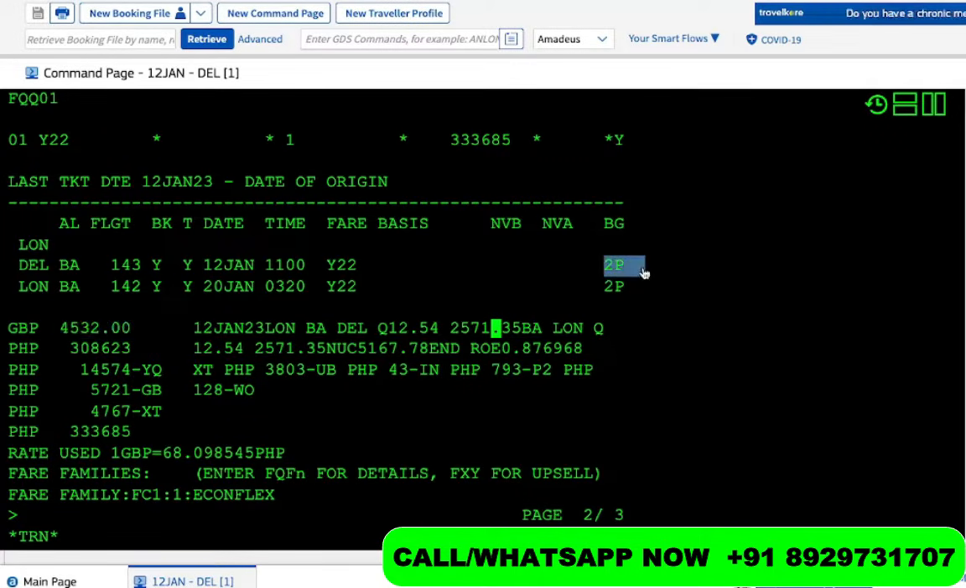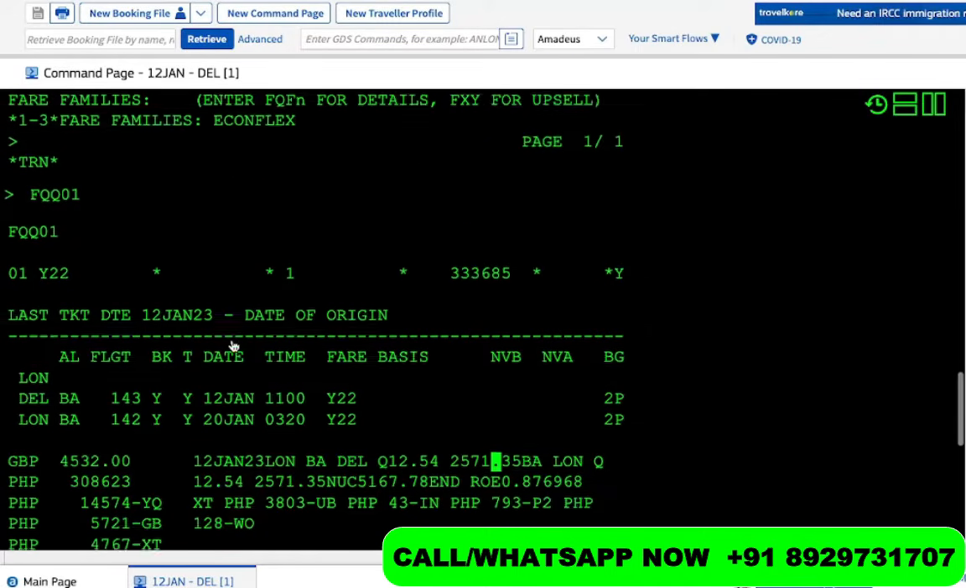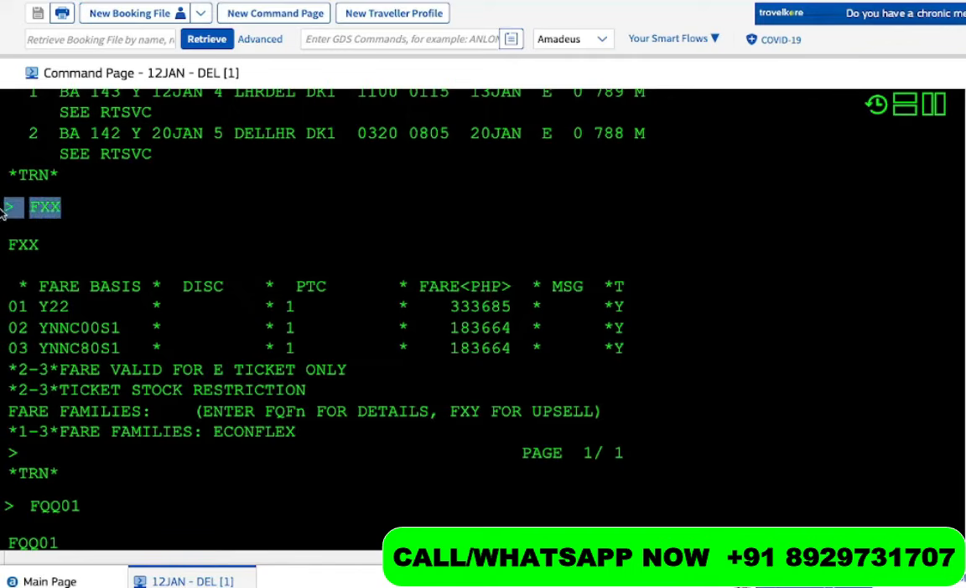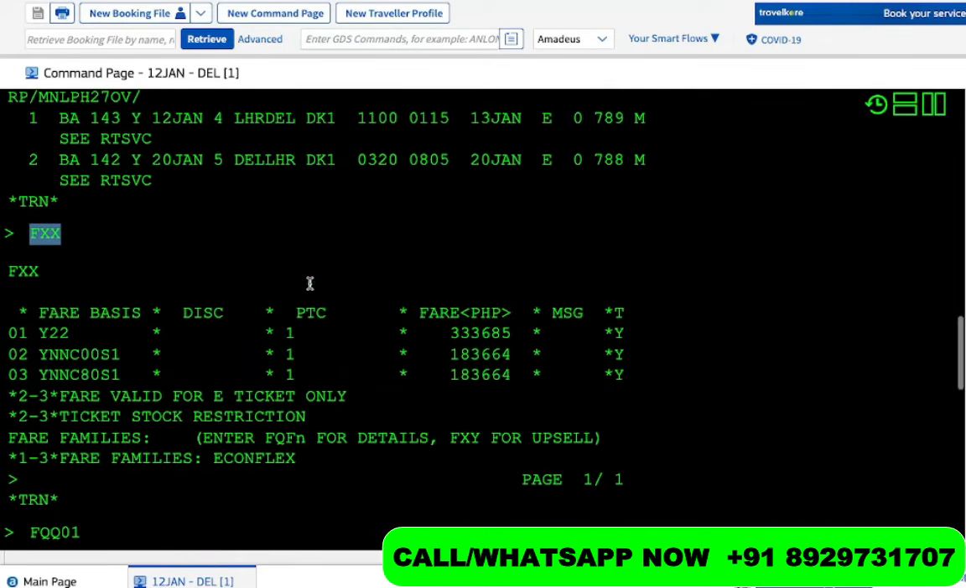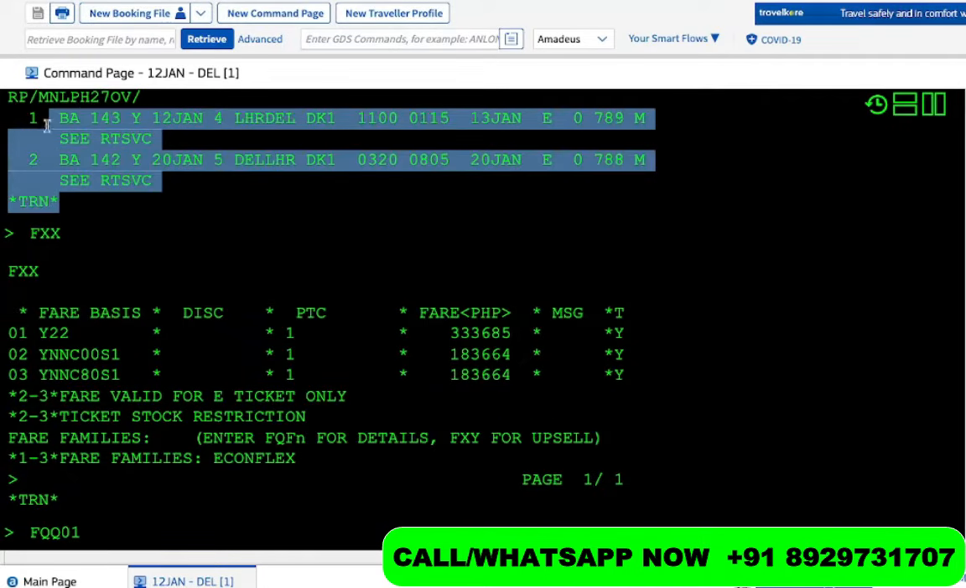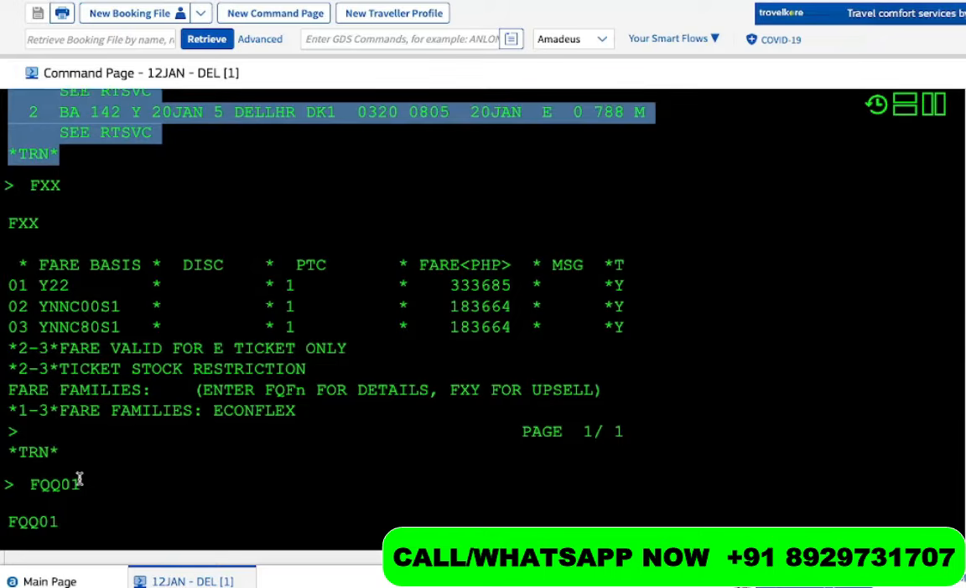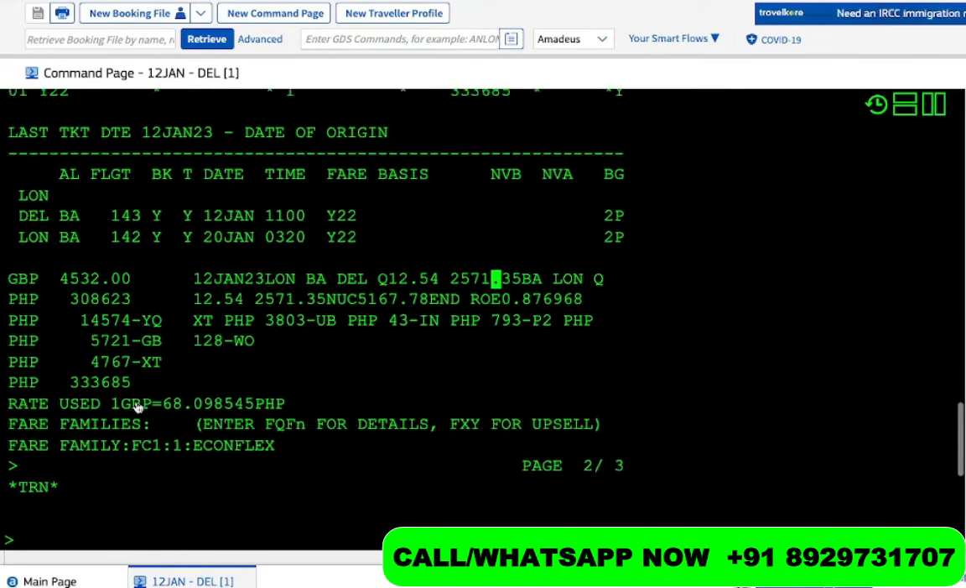So let's keep it like this: this is a ticket. It has two pieces of luggage, 23 kg each. This is Y class, and the base fare is 308,623, and the total fare is 333,685. And why we have got this is because we ran this command FXX, and FXX gave us the same flight and the same class that we picked up here. To expand this, we used FQQ, and it opened it up, this one, right?